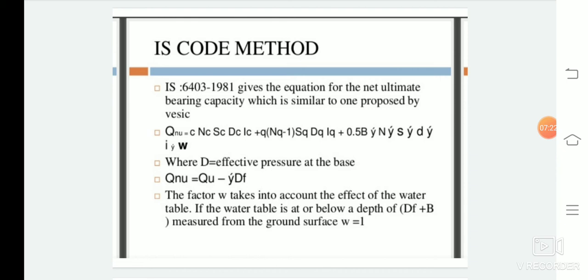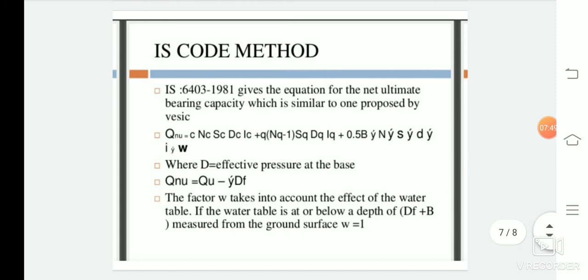This code gives the value of the net ultimate bearing capacity, which is more or less similar to the previous equations provided by every scientist. The main difference is that only a few other factors have been incorporated in this formula. Otherwise, the basic formulas are approximately similar to the previous bearing capacity equation.